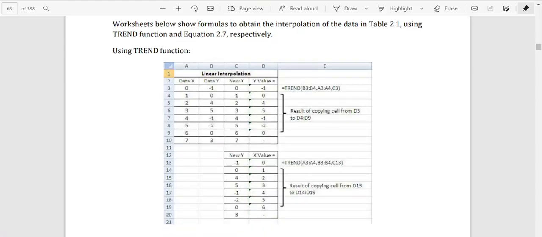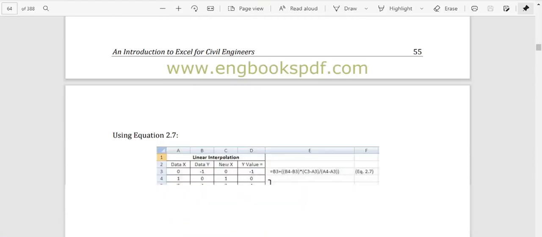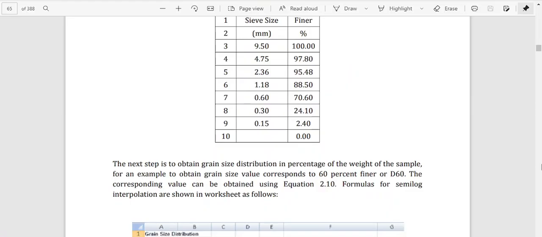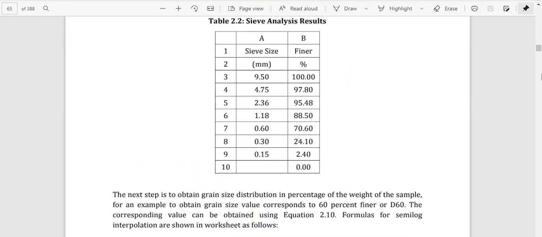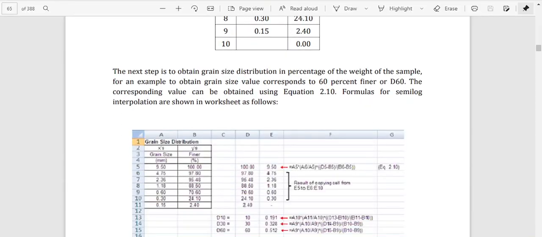So we go on. Okay, this is an example that has been given. Please, you follow this thing judiciously and get your own values.